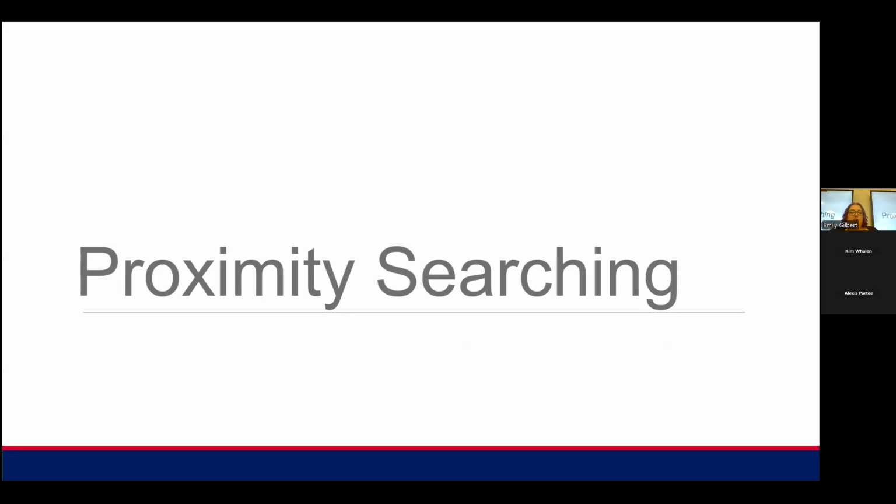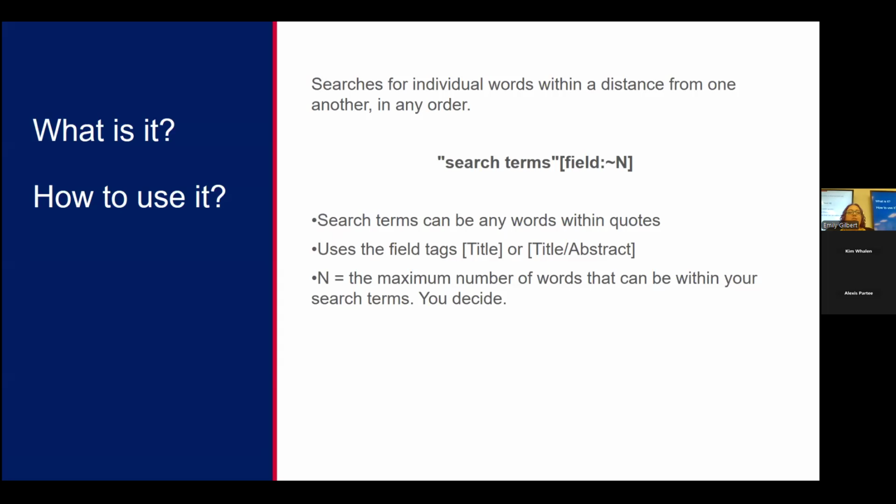Proximity searching. So what is it? This searches for individual words within a distance of each other, but in any order. So search terms can be any words within quotes, but they don't necessarily have to be in that order. You can use it in the fields title or title/abstract. And the N there is the maximum number of words that can be between your search terms.